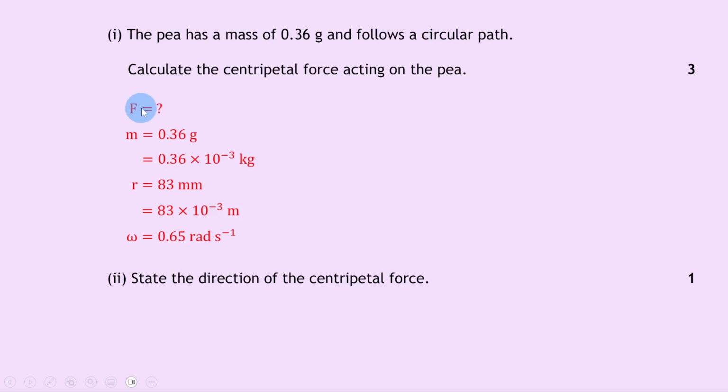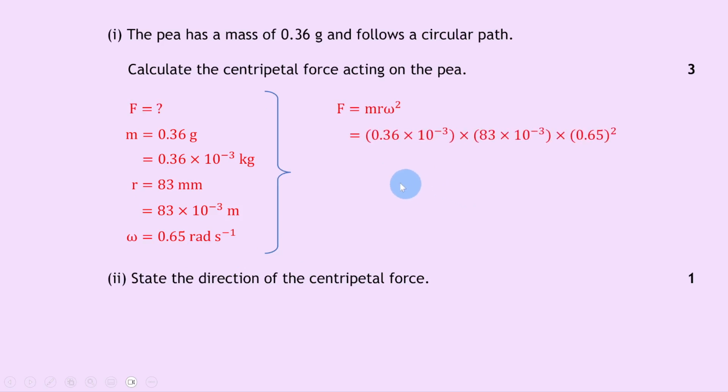So writing down our equation for centripetal force in terms of angular velocity omega, we have F equals m r omega squared. Substituting in the numbers gives 0.36 times 10 to the minus 3 times 83 times 10 to the minus 3 times 0.65 squared. And if you put that into your calculator, you should get an answer of 1.3 times 10 to the minus 5 newtons.